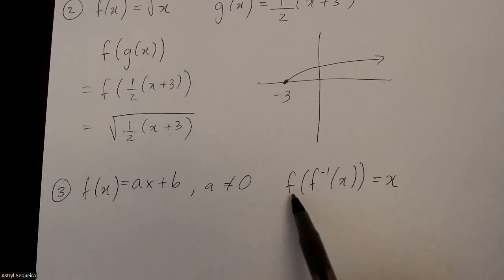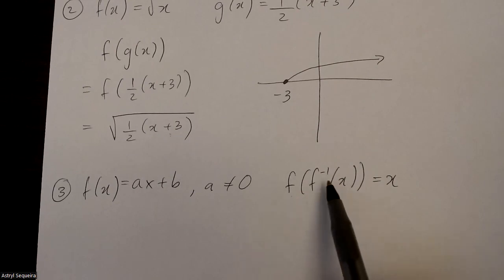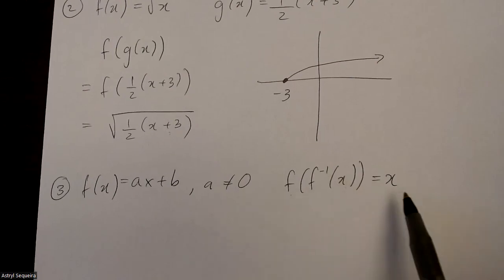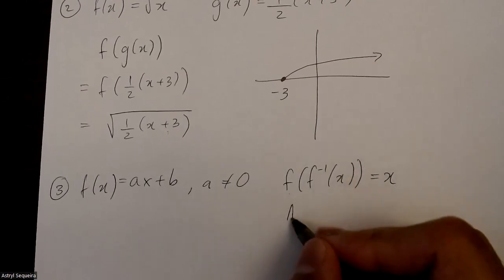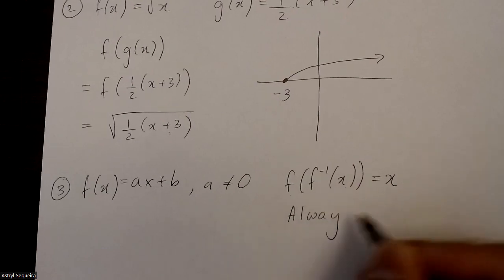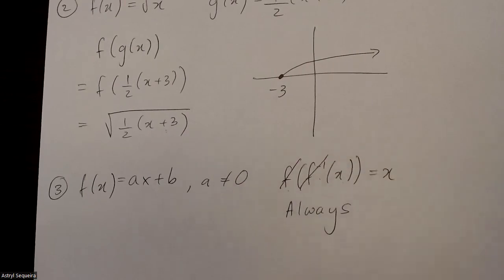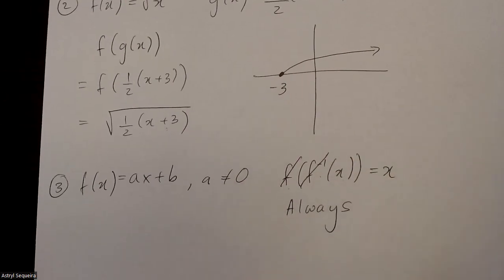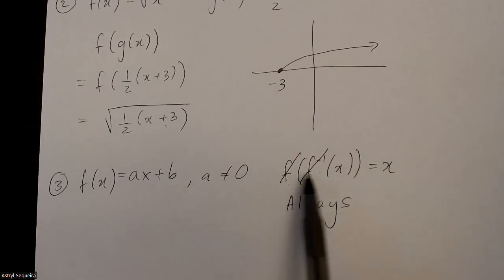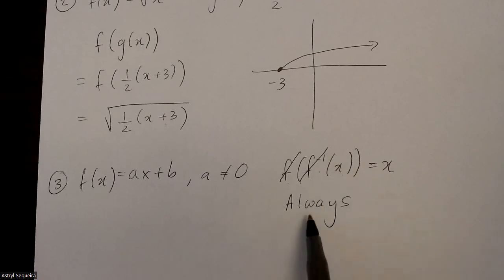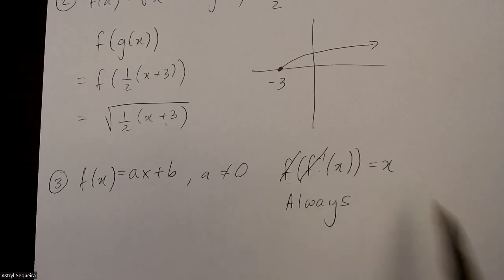So basically, if you ever have a function and the composite is the inverse of the same, so f of f inverse of x, this is always going to equal x, because f and f inverse cancel each other out and we're just left with x equals x. So f of f inverse of x is always the same as x.